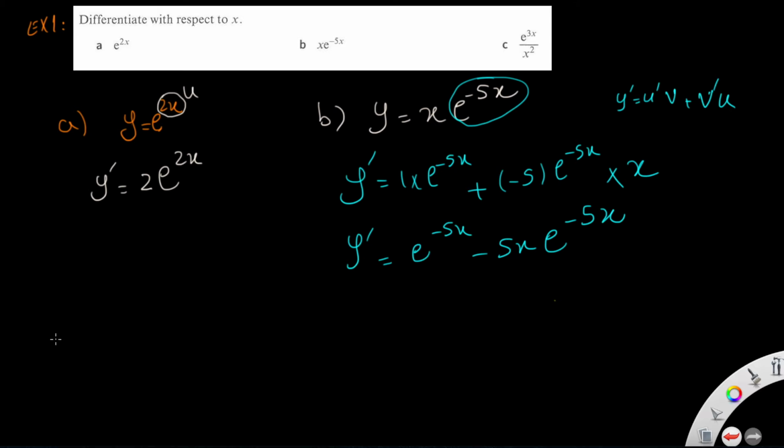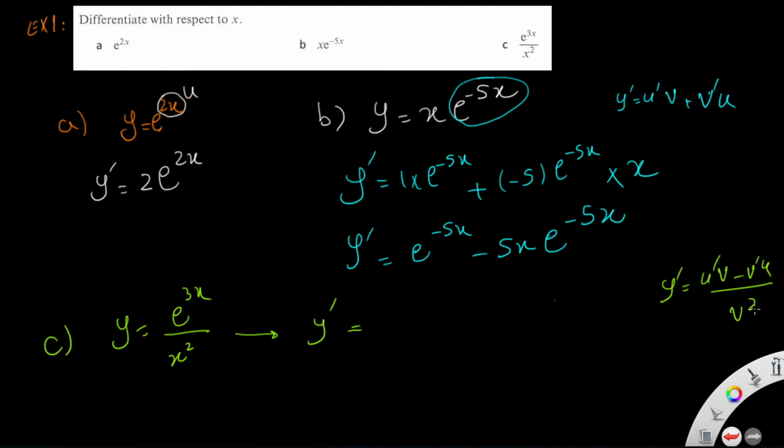Then for part C, you have the quotient rule. It's a fraction. So y is equal to e to the power of 3x over x squared. I write the quotient rule here: u prime v minus v prime u over v squared, for u over v. So the differentiation of e to the power of 3x will be 3 e to the power of 3x times x squared, minus the differentiation of the denominator, which is 2x, times the numerator e to the power of 3x, all over x squared to the power of 2, which will be x to the 4. And that's it.